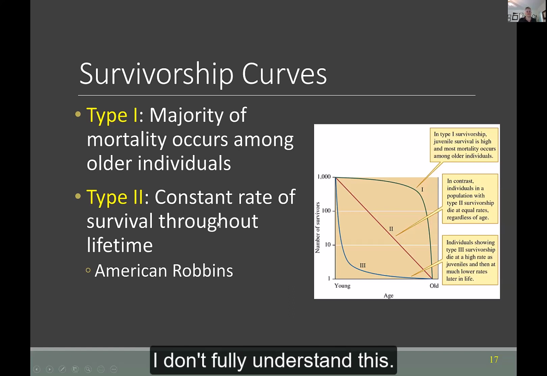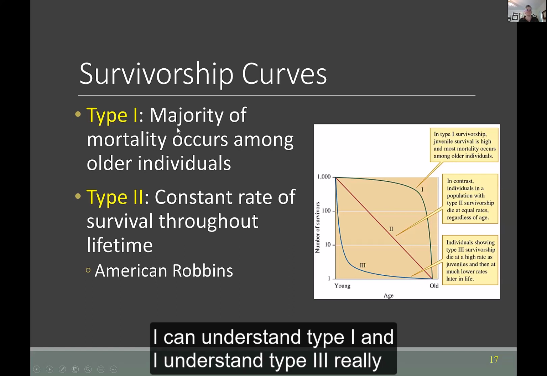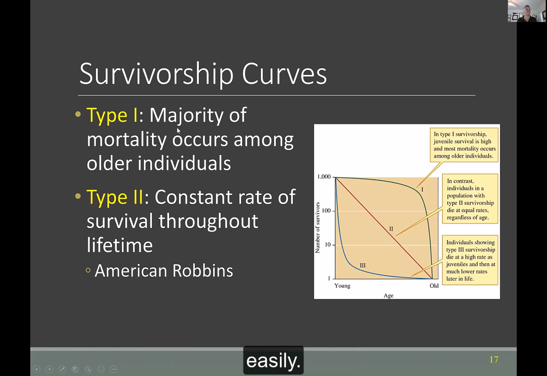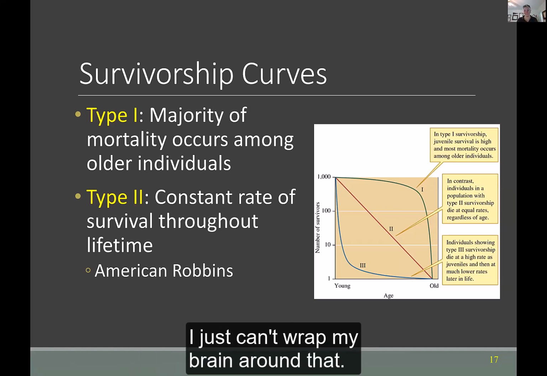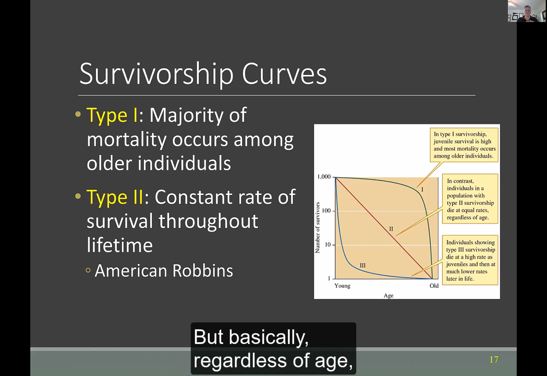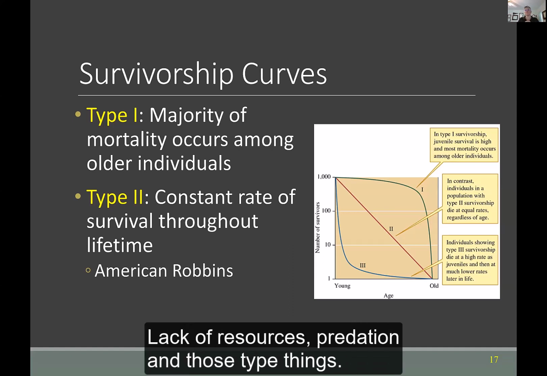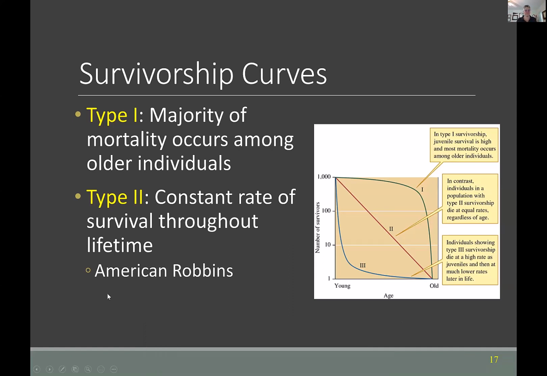I don't fully understand this. I can understand type 1 and I understand type 3 really easily. But how there's no relationship to young versus old, I just can't wrap my brain around that. But basically, regardless of age, you have an equal chance of dying. Lack of resources, predation, and those type things.